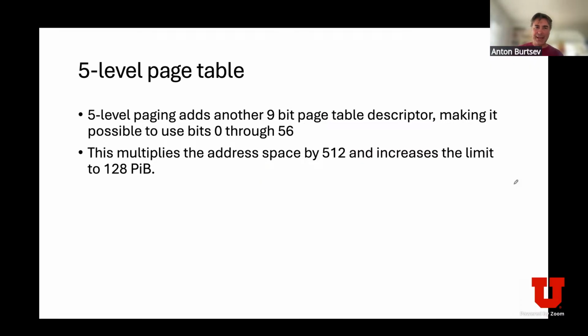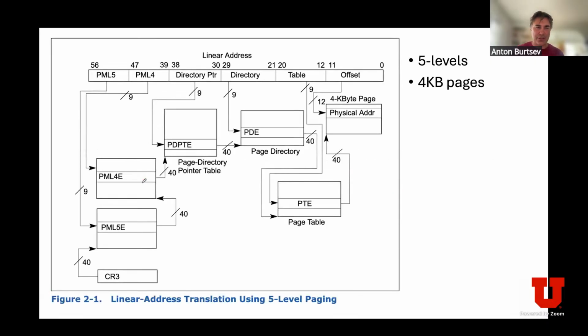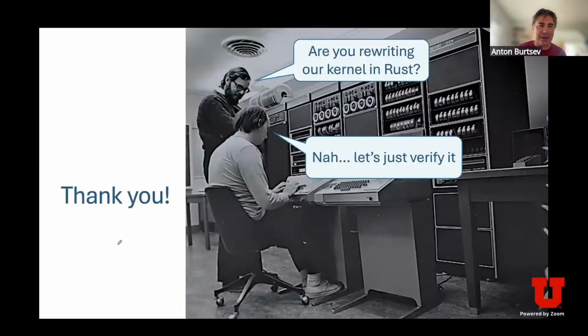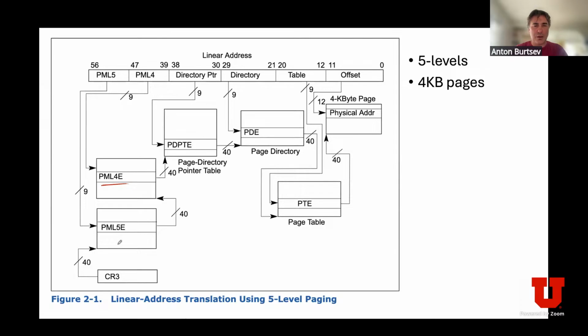But now, if you multiply 256 terabytes by 512, if you add another level, you get this number, 128 petabytes. And essentially it's everything like before, but instead of CR3 pointing to PML4, now there is another level, PML5, right? But that's not super surprising, and sure, okay, that's what we expected.